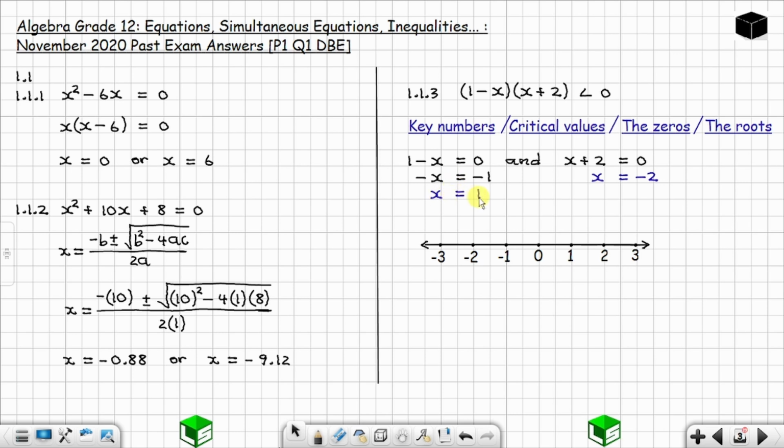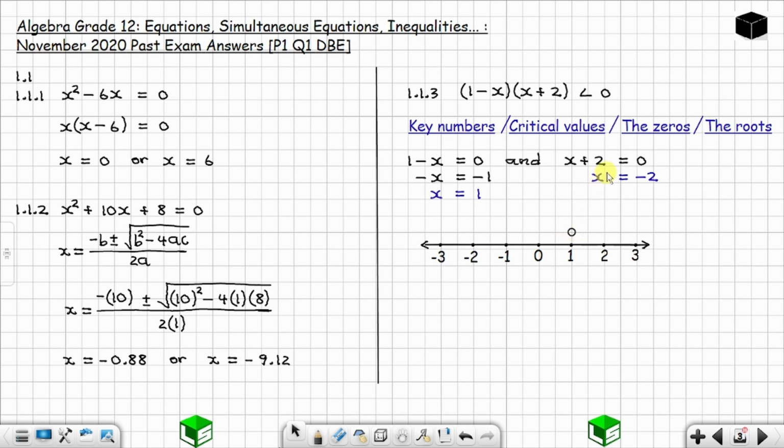You have x equal to 1, so it is there. I put my open circle. I'm going to have a closed circle only when we have an equal sign there. That is only when you are going to have a closed circle.